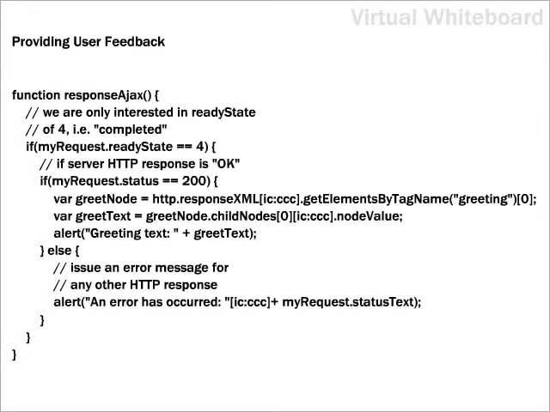Our callback function is called each time the value of readyState changes, but we are only really interested in the condition myRequest.readyState equal to 4, which indicates that the server request is complete. Let's refer again to our previous list. For all values of readyState other than 4, the function simply terminates having done nothing. We can use these changes to the value of readyState to indicate to the user that a server request is progressing but has not yet completed.